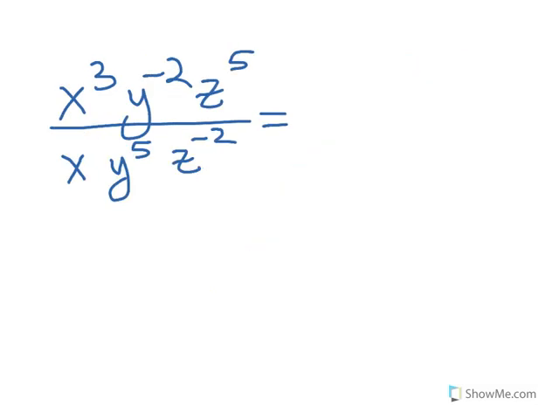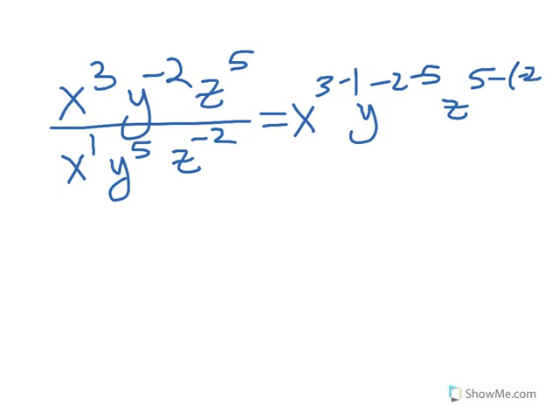Let's play one more time just to make sure that we've got it. Again, in the denominator, you see x without an exponent. Whenever you see a variable without an exponent, it has an exponent. That exponent is 1. So here we have x to the 3 minus 1 power times y to the negative 2 minus 5 power times z to the 5 minus negative 2 power. So we have x squared times y to the negative 7 times z to the 7th.